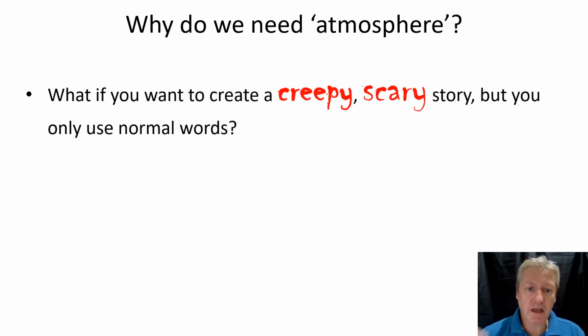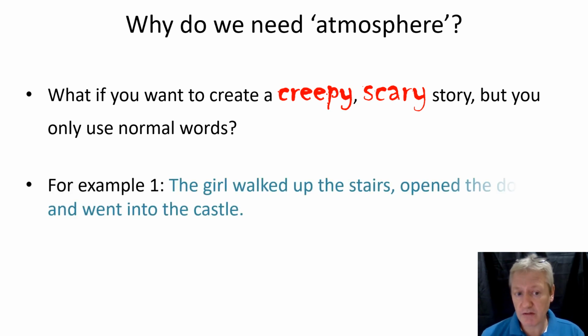Why do we need it? Well, if you want to create a creepy, scary story, but you only use normal words, then you'll end up with something like this. The girl walked up the stairs, opened the door, and went into the castle. There's no atmosphere. We don't know anything about the girl. How is she feeling? What is she thinking? She walked. How did she walk? Quickly, slowly, cautiously?